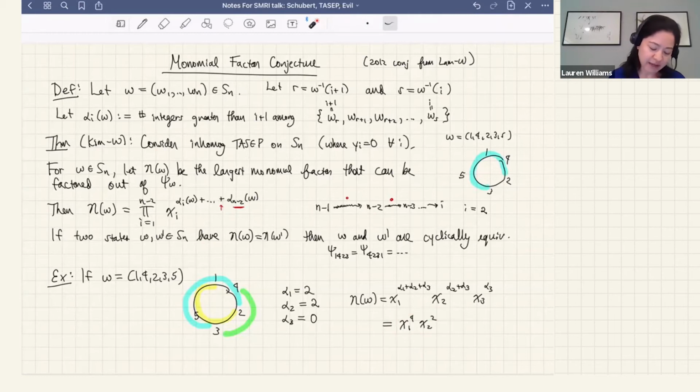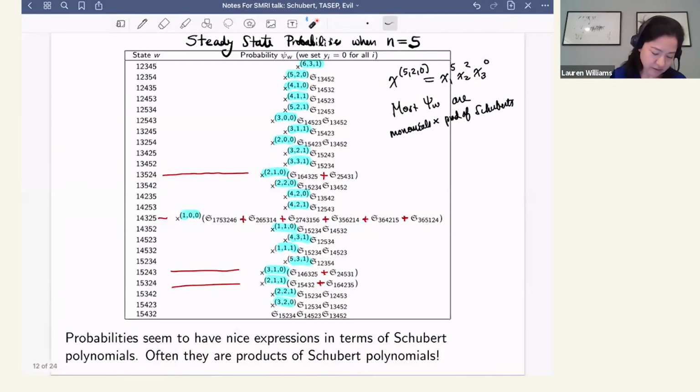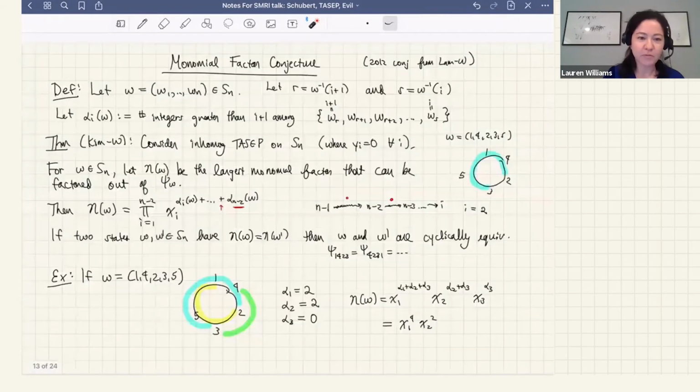And now let me go back to my example. That was 14235, and we see the monomial x to the 420. Okay, so that's an example of this monomial factor conjecture theorem.